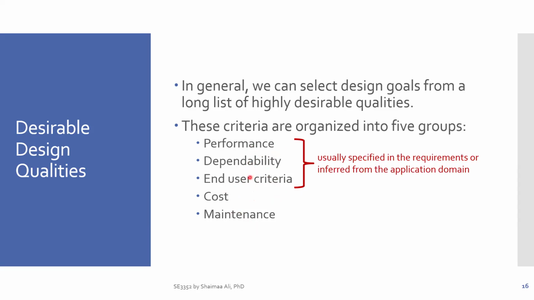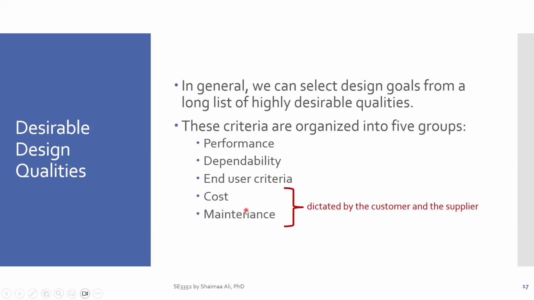The first 3 are related to the system itself, so they can be inferred from the requirements or the application domain. These last 2 are related to how the system is going to be managed, so that's something that you can negotiate with your customer.